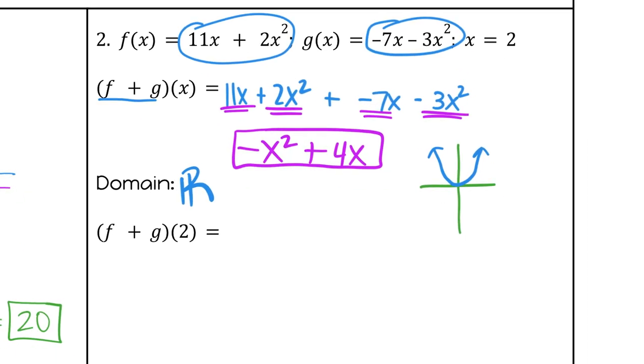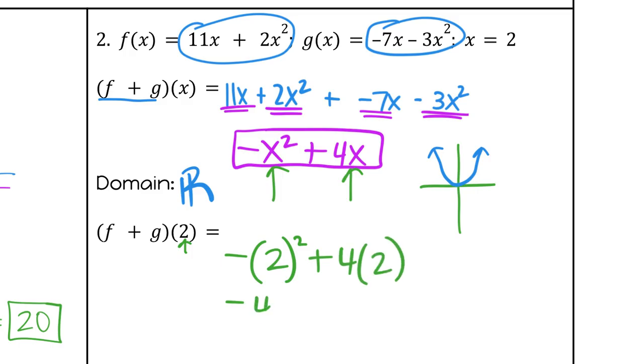All right, and let's take a look at this. We're evaluating it at x equals 2, so we're just going to substitute 2 in for both of these x's. So negative 2 squared. Make sure that negative stays out of the parentheses there, because this is really like a negative 1 coefficient. Plus 4 times 2. This would give us negative 4 plus 8, which is 4.